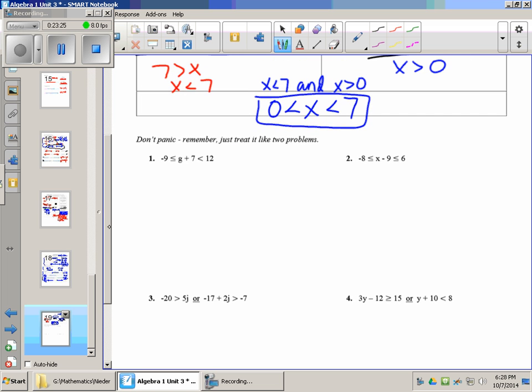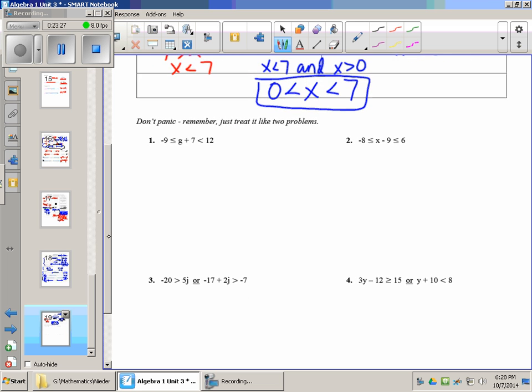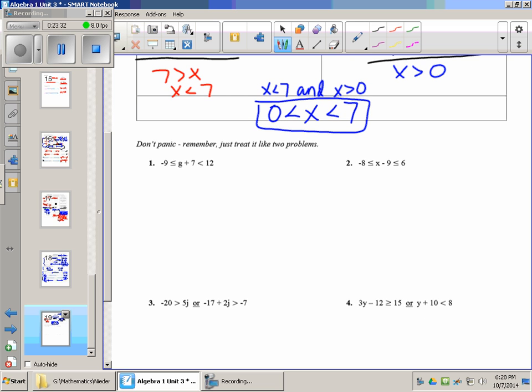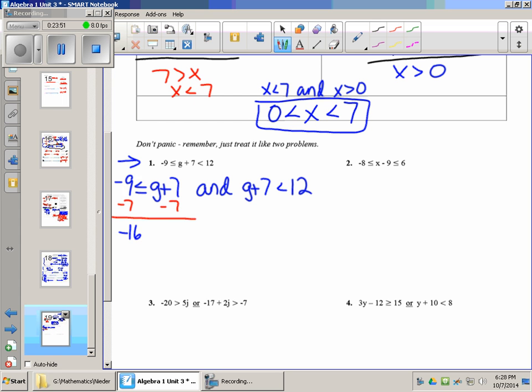I'm going to do one more together with you, and then I'm going to let you try the rest on your own. Okay? So this one, we're going to split it into 2 pieces. Negative 9 less than or equal to g plus 7. That has to be true, and g plus 7 has to be less than 12. Okay? Solve each one. You can do this. Subtract 7 from both sides. What do we get? I get negative 16 is less than or equal to g.